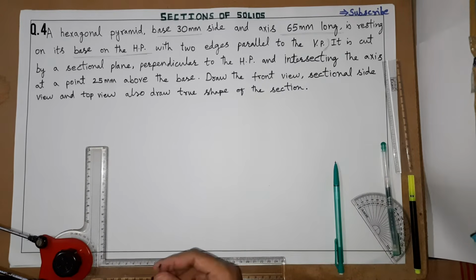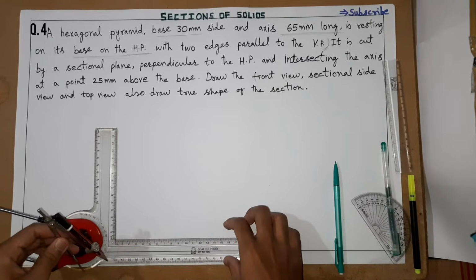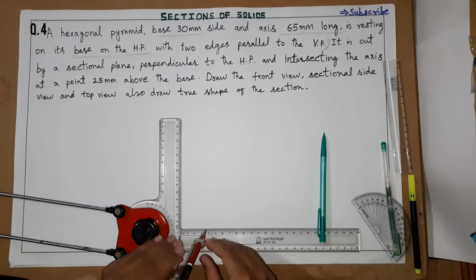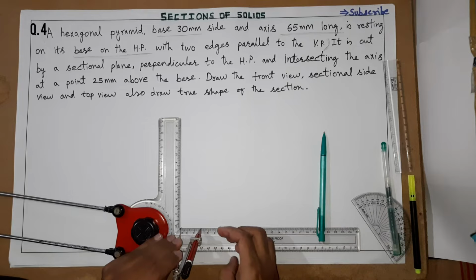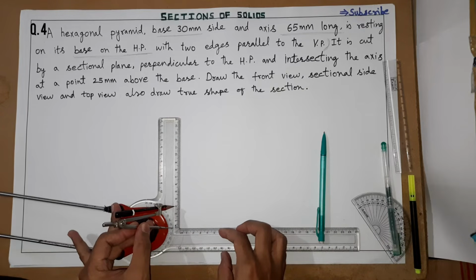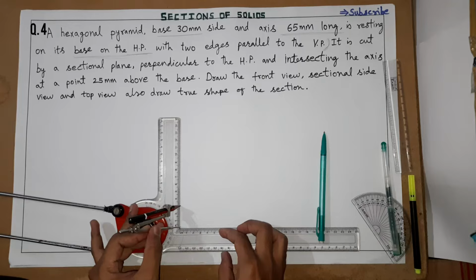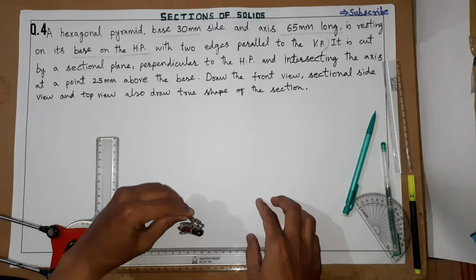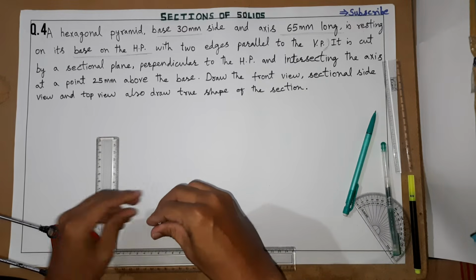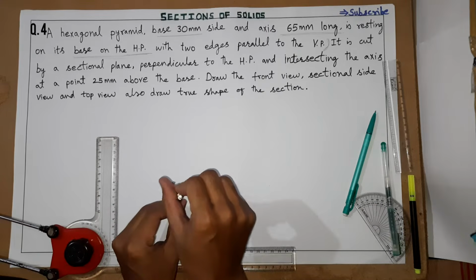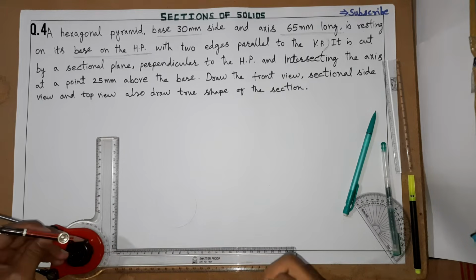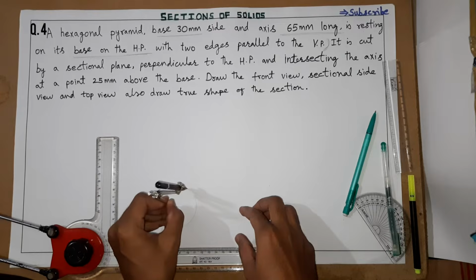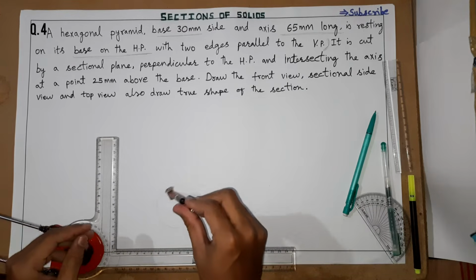There are many methods available to construct a hexagon. What I will do is, since 30 mm side is given, I will set a 30 mm radius with the compass. 30 mm radius I have kept with the compass. Now you need to draw a circle with the help of this compass. So this is how we have completed a circle. Here it is a very thin line, you may not be able to see it, later I'll make it dark.